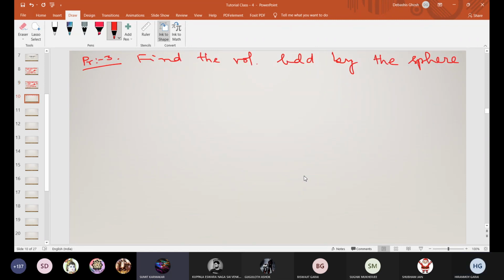One doubt is there, sir. Okay. In spherical coordinate, the range of phi is 0 to pi, half rotation is considered. Why not 0 to 2 pi, sir? That is the question. Okay, I will come to that.